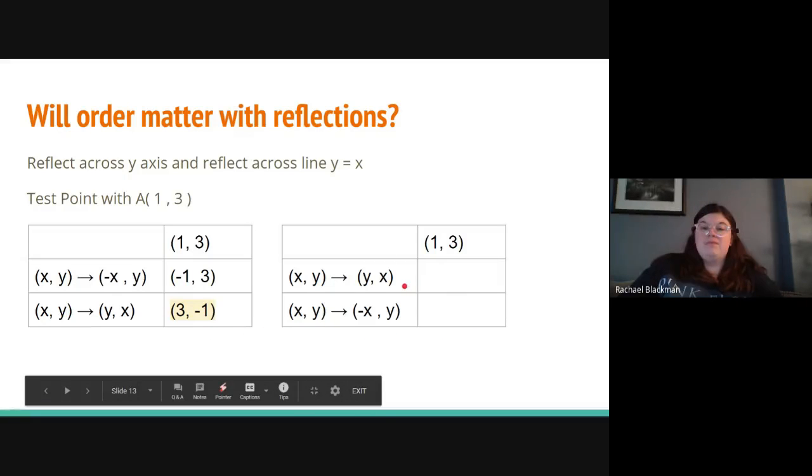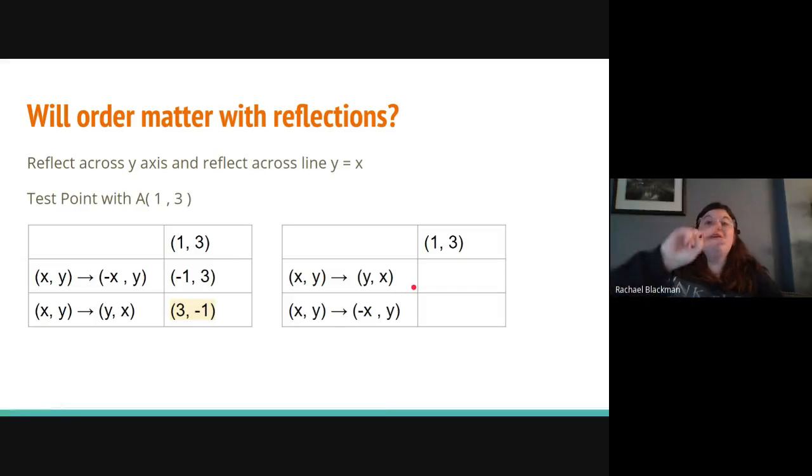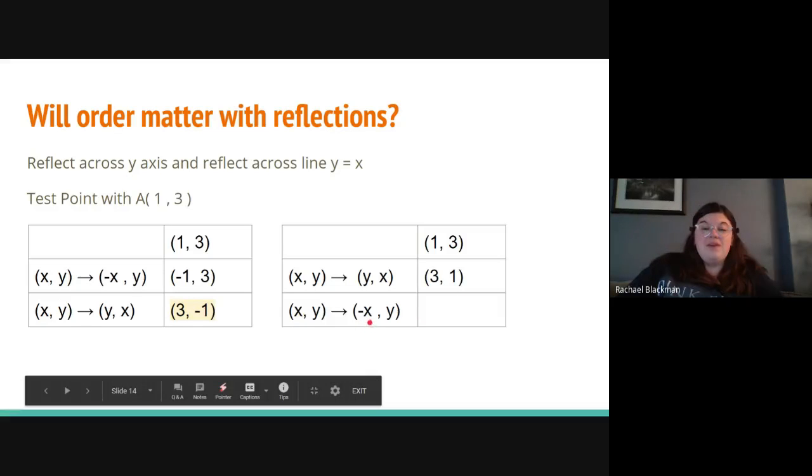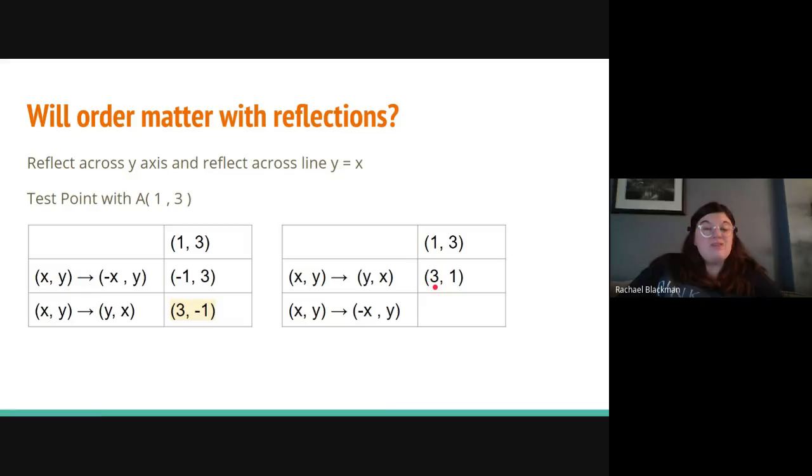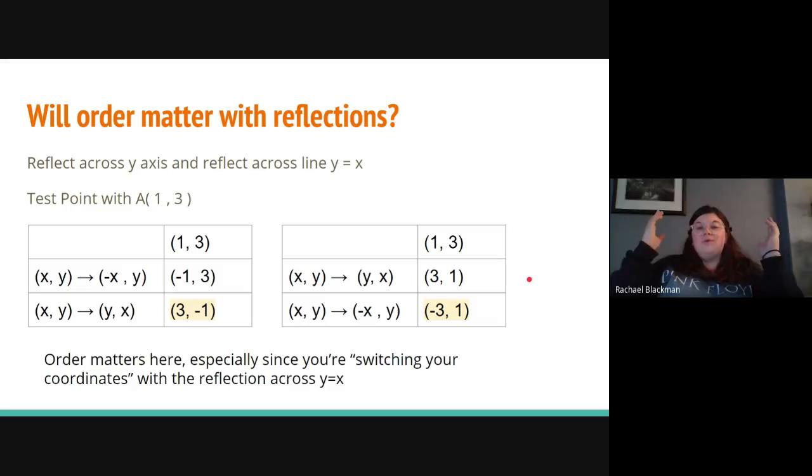All right. Second order, let's flip that order again. First, we will flip the coordinates. That's our reflection across the line y equals x. So this becomes 3, 1. And then make your x coordinate negative. Now the x coordinate's the 3, so making that negative is a -3, 1. Whoa, definitely not the same, especially since we're switching our coordinates with that reflection across y equals x.